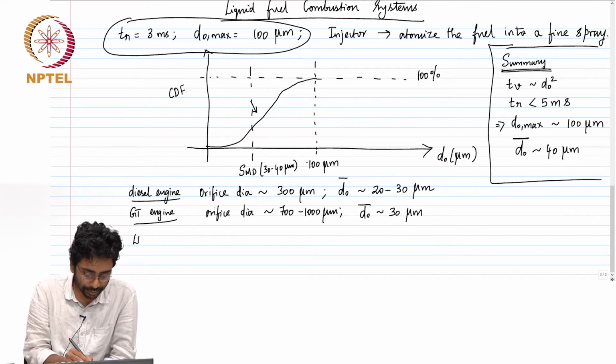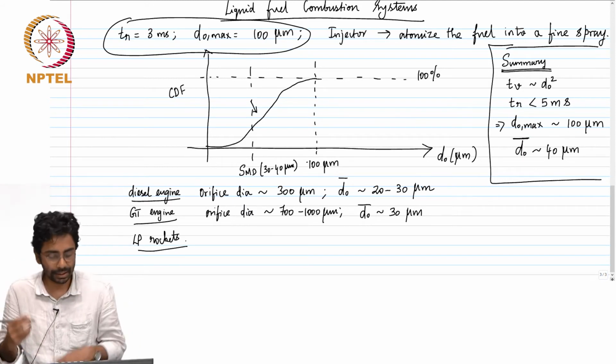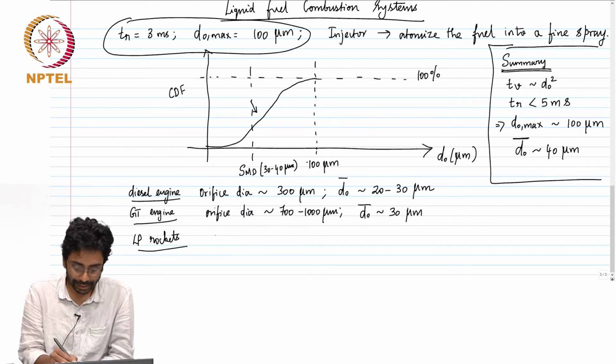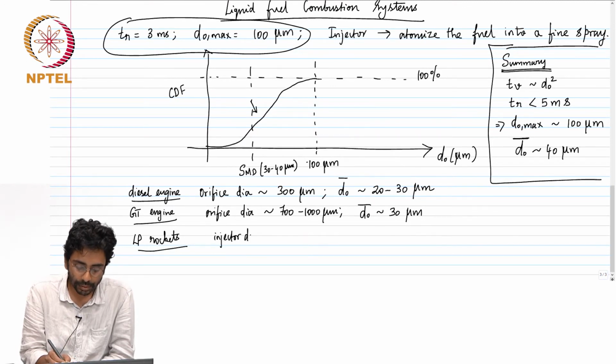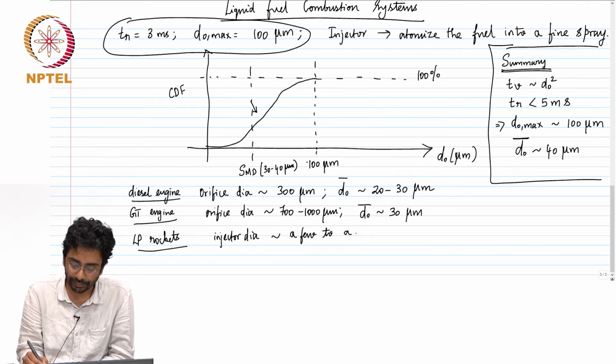Liquid propellant rockets, not as stringent as diesel engines and GT engines. Injector diameters can be large, a few tens of mm.